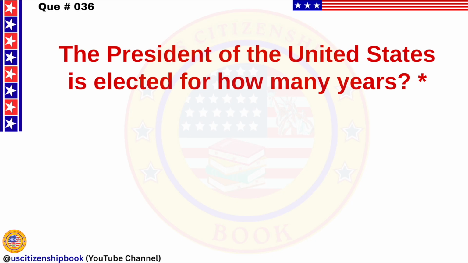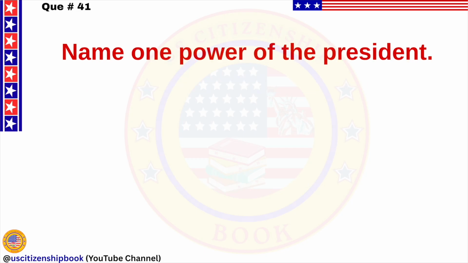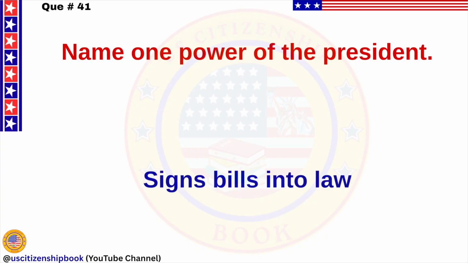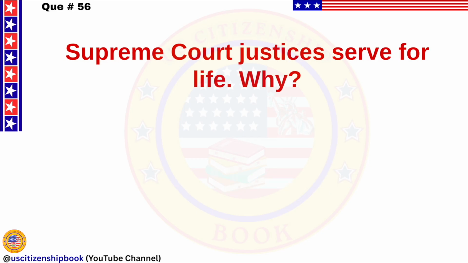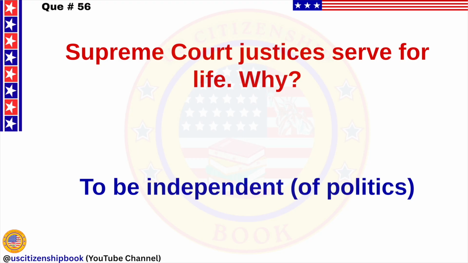The President of the United States is elected for how many years? For years. Name one power of the President. Signs bills into law. Supreme Court justices serve for life. Why? To be independent of politics.